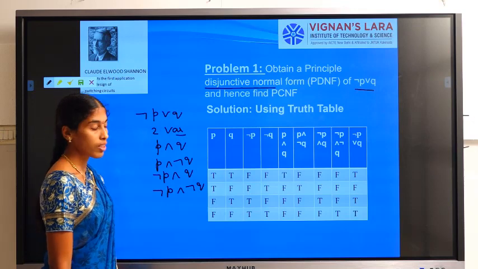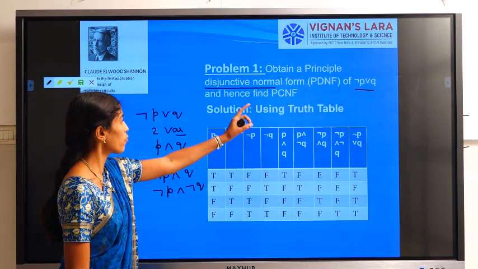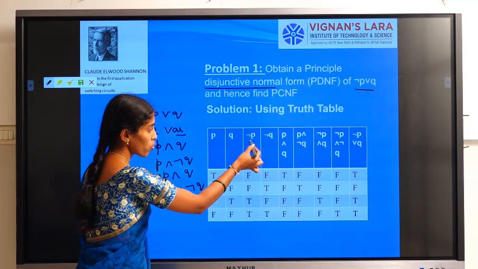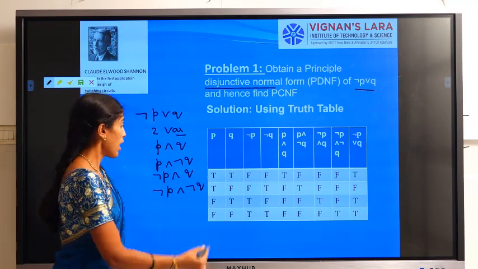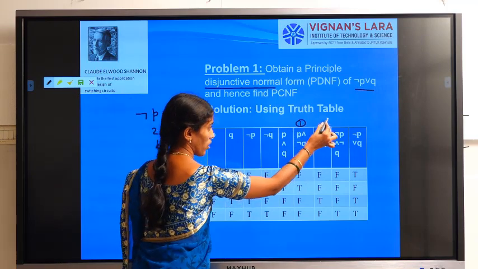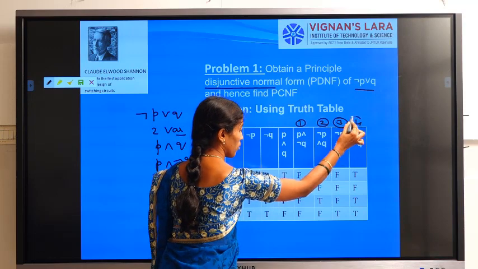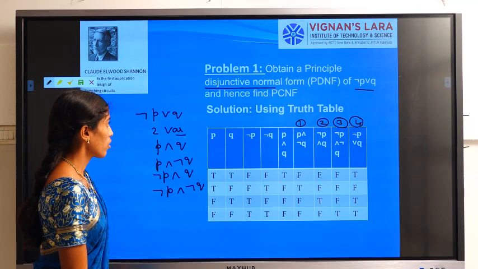Now we construct the truth table by using the variables involved in the given formula, which are P and Q, and also their negations, negation P, negation Q, and then these four min terms: first min term, second min term, then third min term, next fourth min term, right?